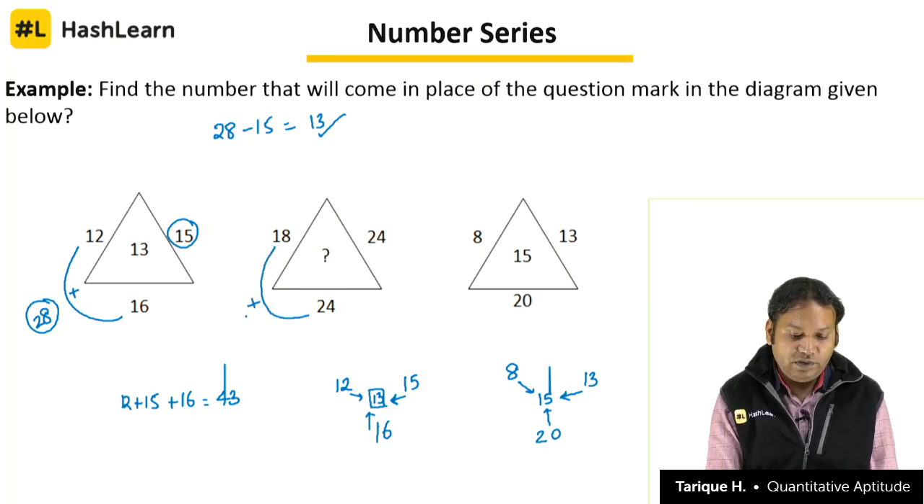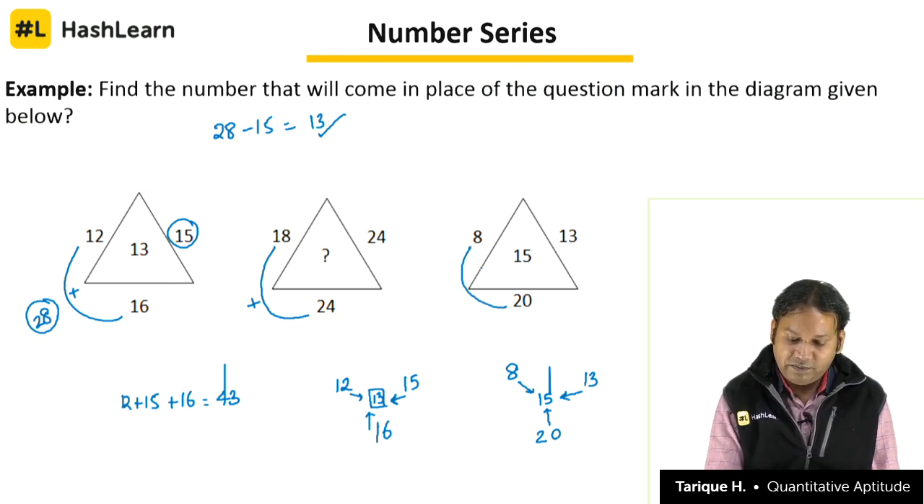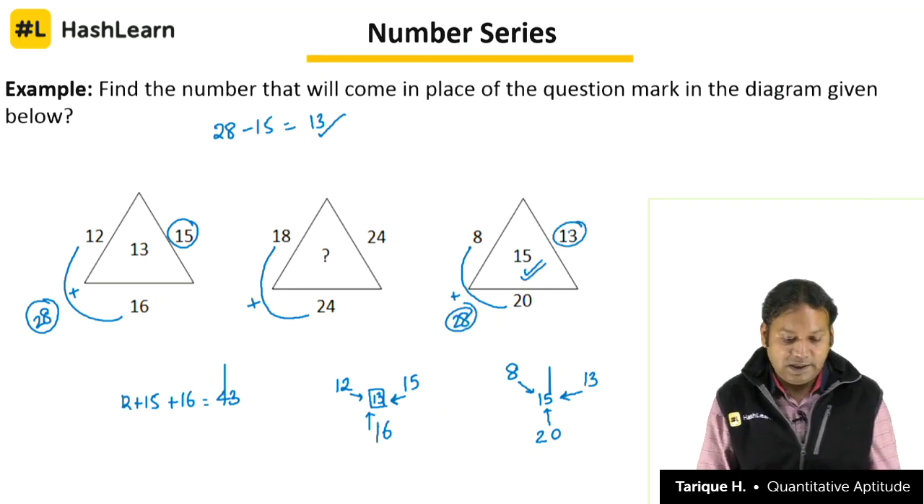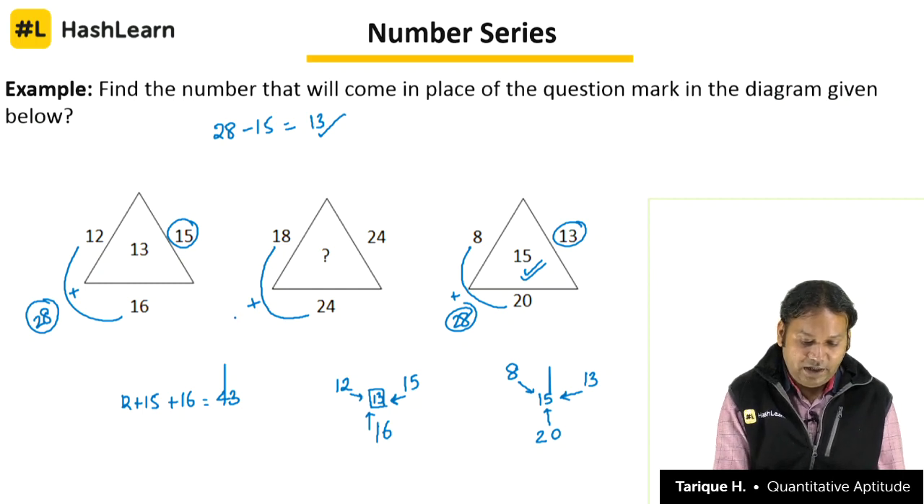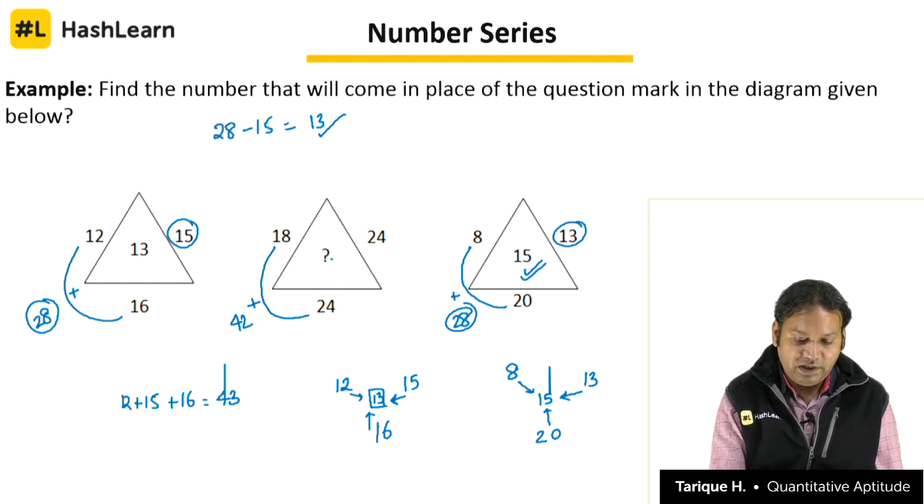So 24, 34, 8, first of all here, let's check it here, no, because here we don't know the number. 20 plus 8, 28, and 28 and 13, 15, yes, 100% the logic is same. So 34 and 8, 42, and 42 and 24, the difference will be 18.